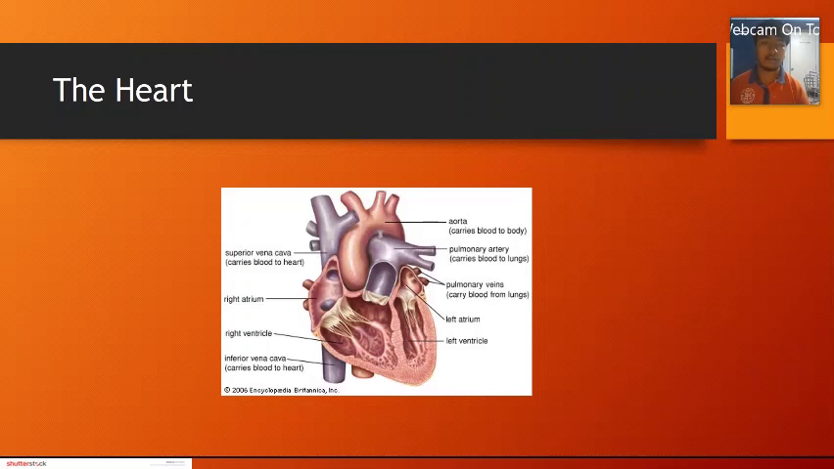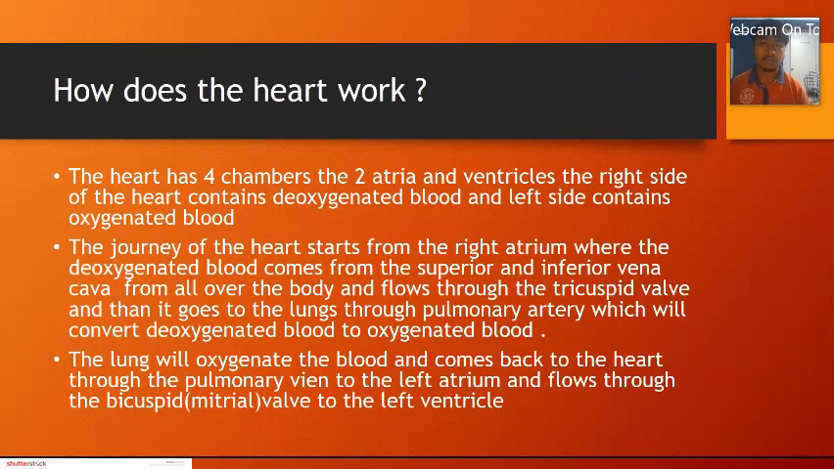This is the structure of the heart. How does the heart work? The heart has four chambers, the two atria and the two ventricles. The right side of the heart contains deoxygenated blood and the left side contains oxygenated blood.